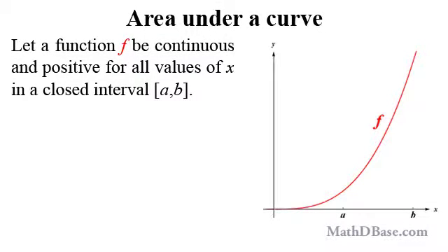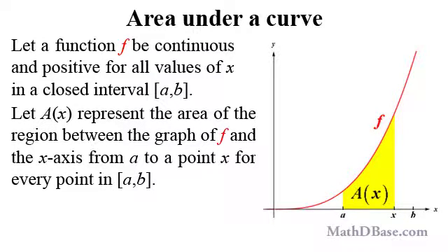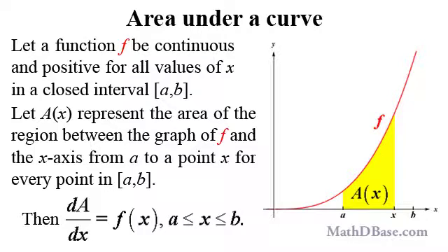Let a function f be continuous and positive for all values of x in a closed interval from a to b, which basically means that the curve should be smooth, without gaps, and above the x-axis in the closed interval. Also, let A of x represent the area of the region between the graph of f and the x-axis from the lower endpoint a to an arbitrary point x for every point x in that closed interval. Then, the derivative of the area function is equal to f at every point in the closed interval.